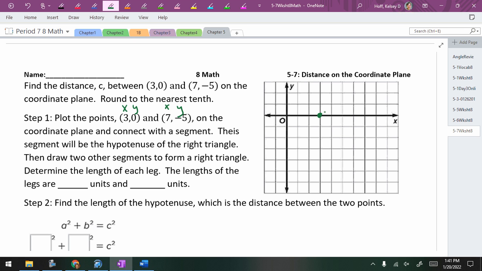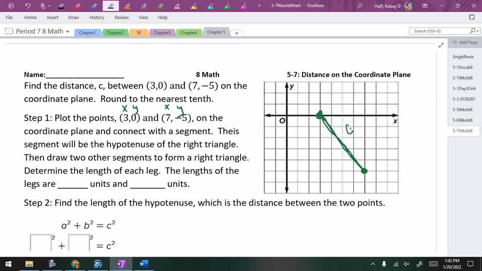3, 0 is correct. All right, somebody else help me go 7, negative 5. Right 7. Very good. Now it says connect them with a segment. So I draw a line. Terrible line, clearly. And I'm going to call it C because that's what they called it in the problem.